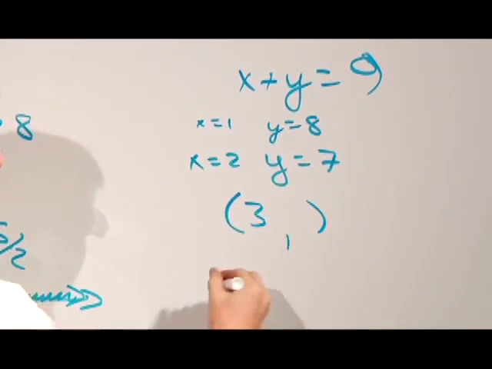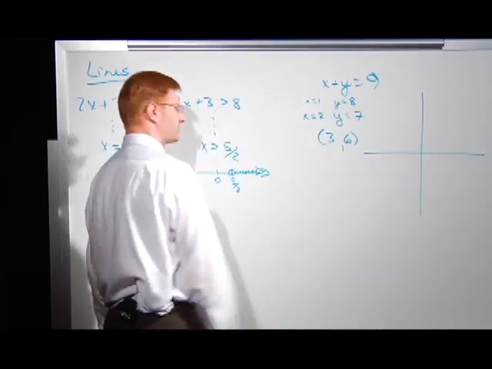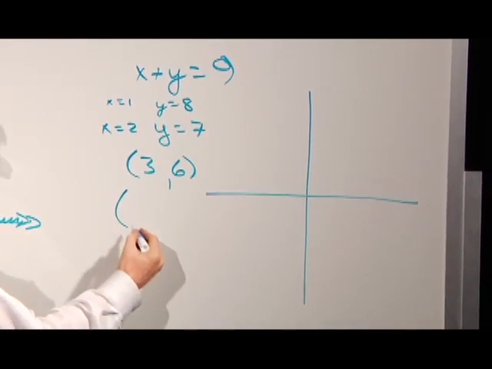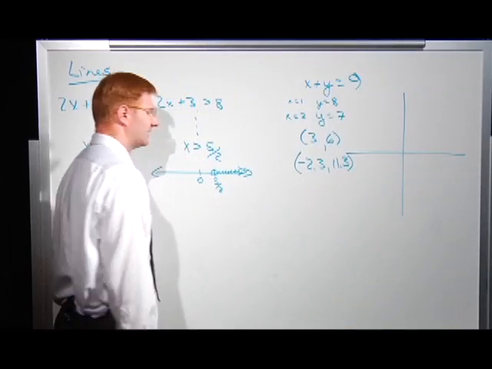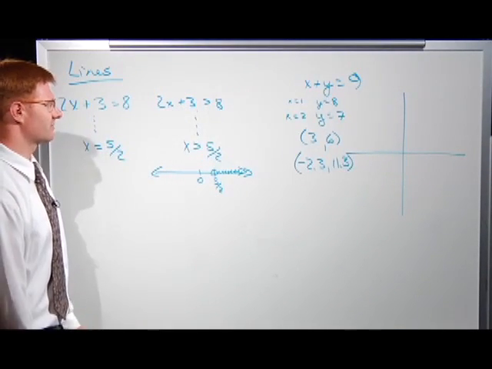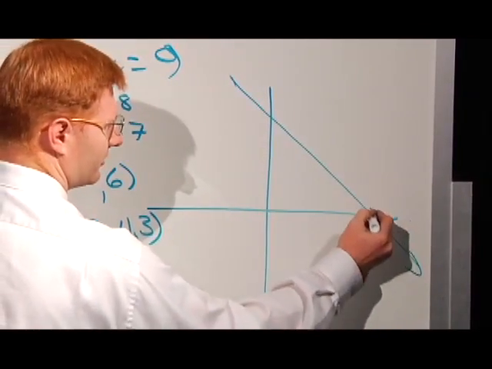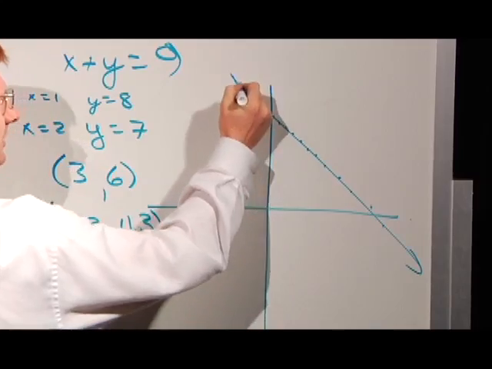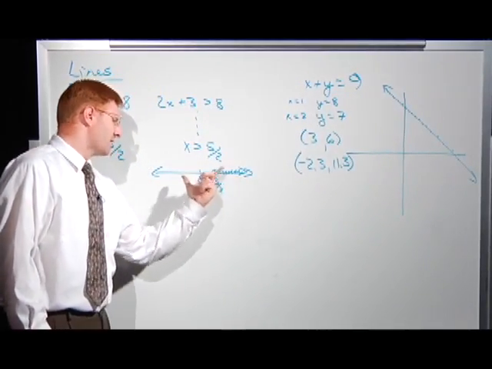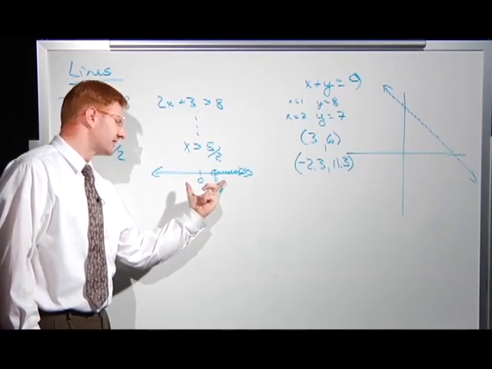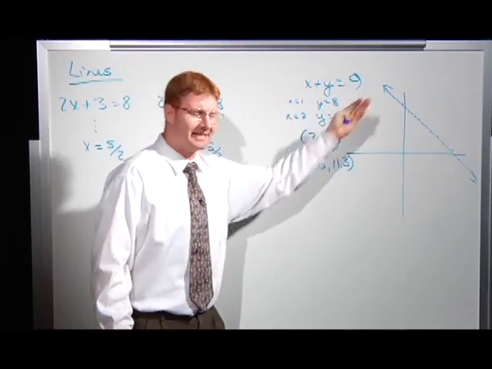3 and 6. x is 3, y is 6. Now we can't write all those down, possibly. I mean, if you think about it, you can have negative 2.3, 11.3. Tons, oodles and gobs of answers. And so in this case, we graph all these points. And all of those points are solutions to that equation. And that's where it comes down, just like this one. We've got here a graph of all of the points that will make this true. That's what a line is.